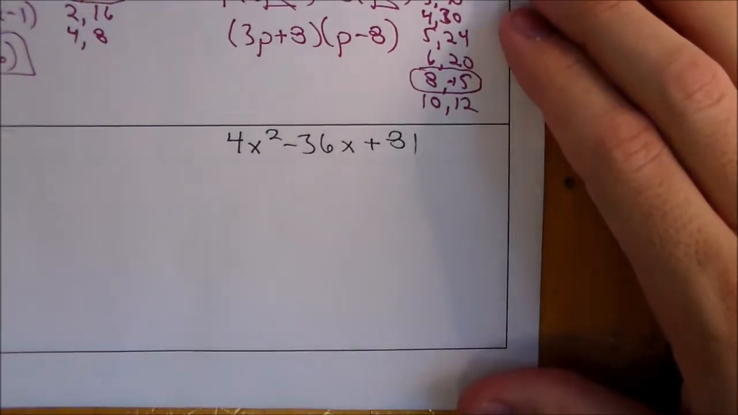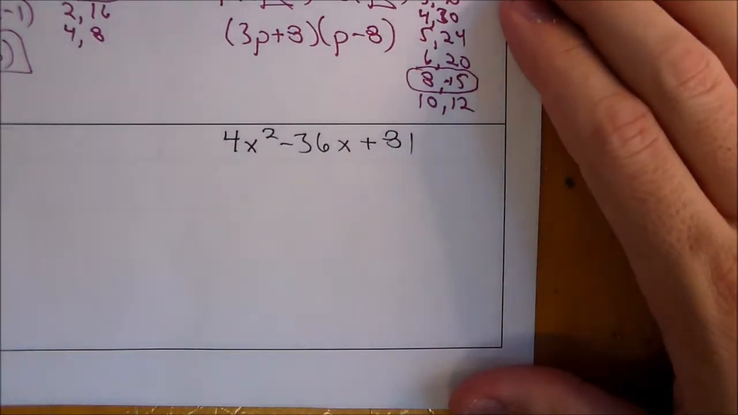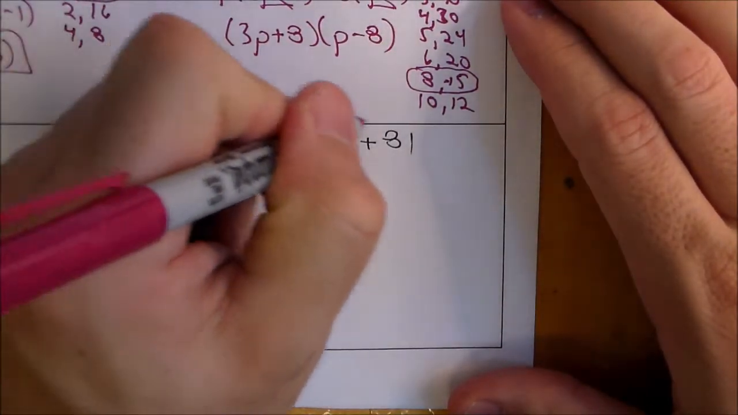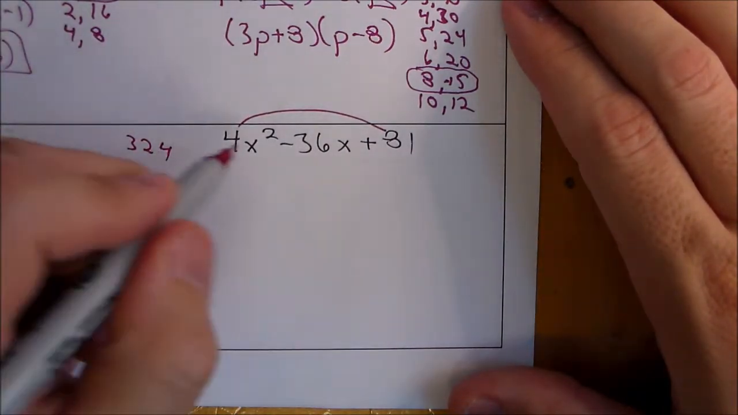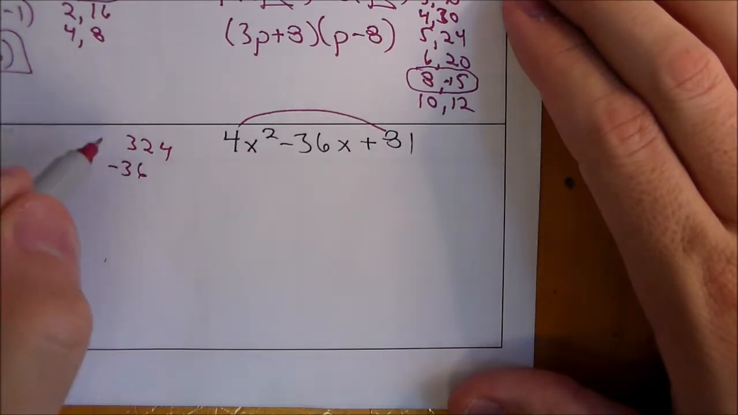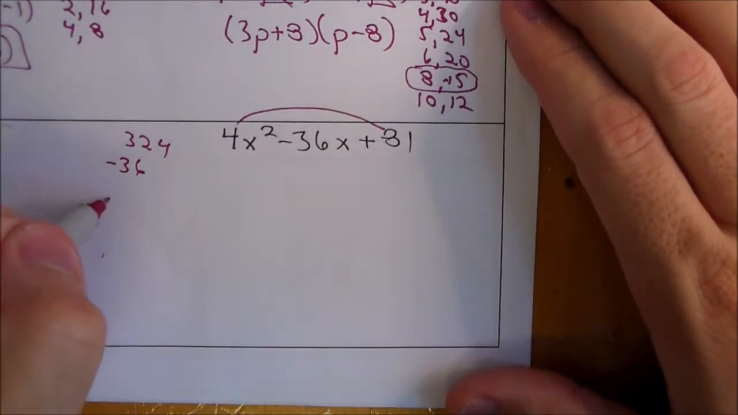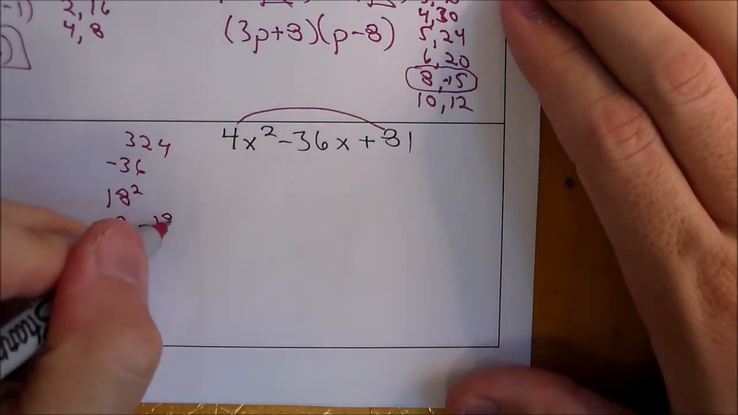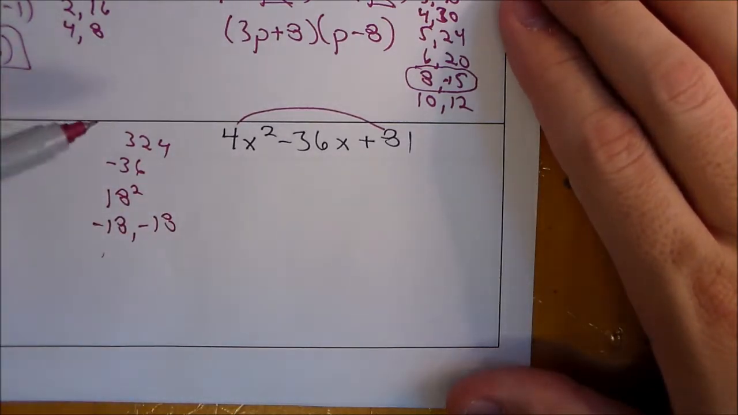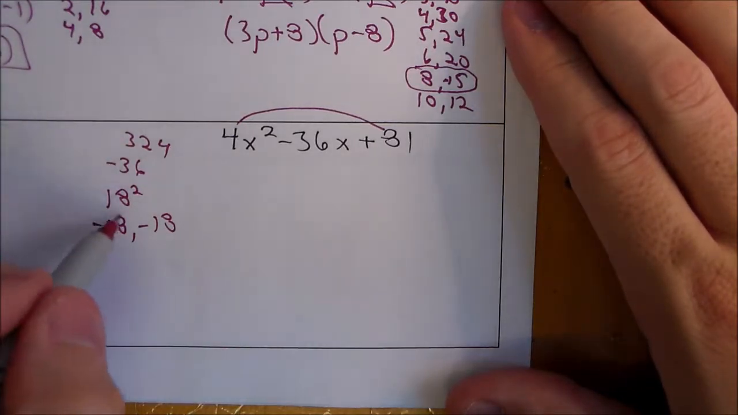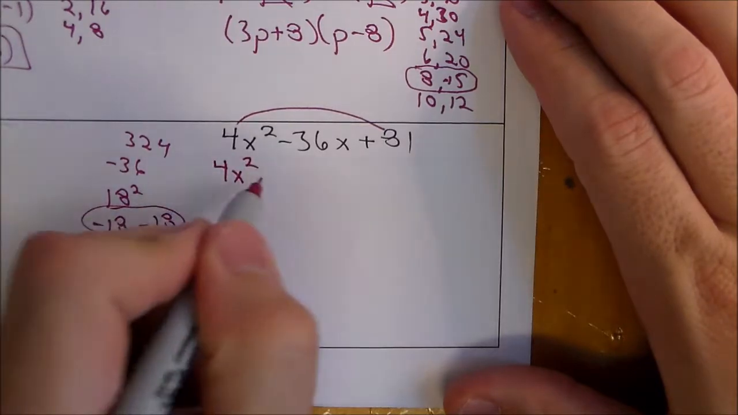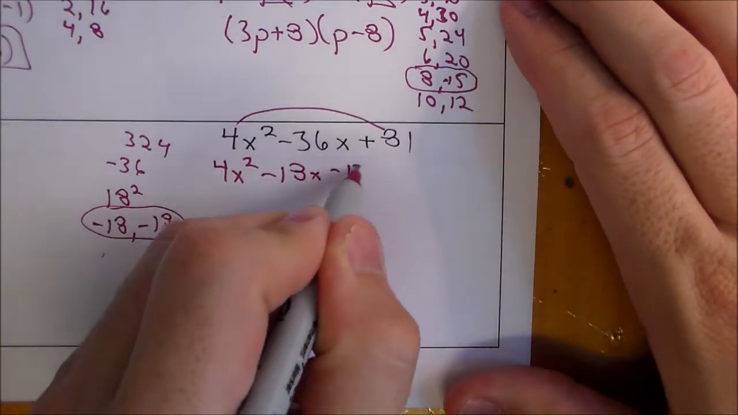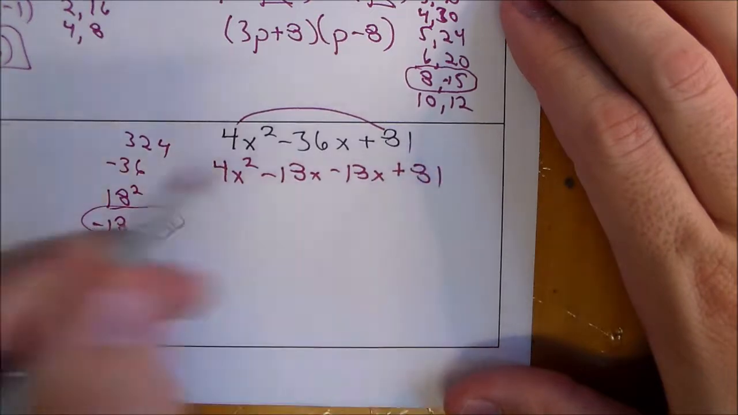Now we come down to this one, 4x squared minus 36x plus 81. Multiply here, and that comes out to be 324. And I'm looking to add to negative 36. Well, I know already that 324 is 18 squared, and if I did negative 18 and negative 18, it adds to negative 36. I could list out all the factors, but really that's where we eventually need to get. So we're going to go 4x squared minus 18x minus 18x plus 81.